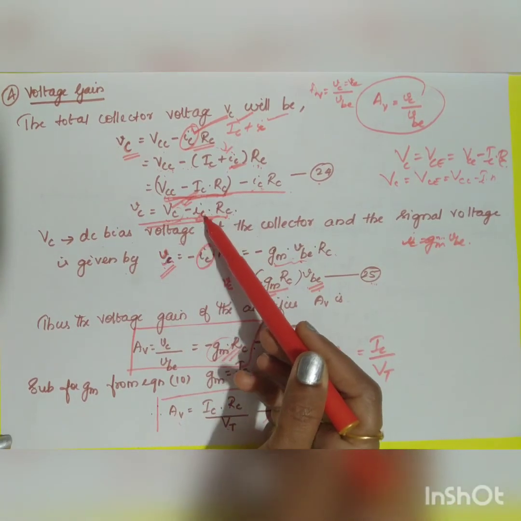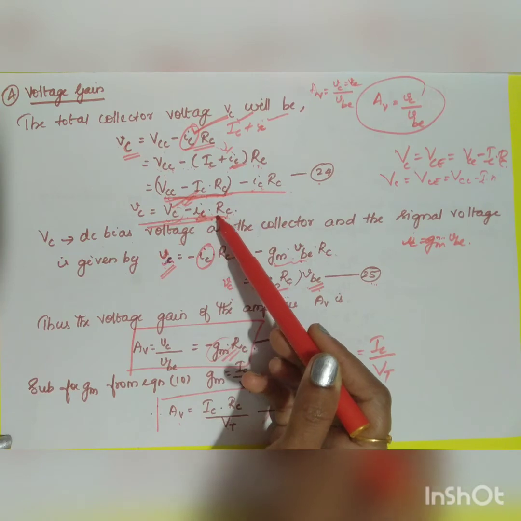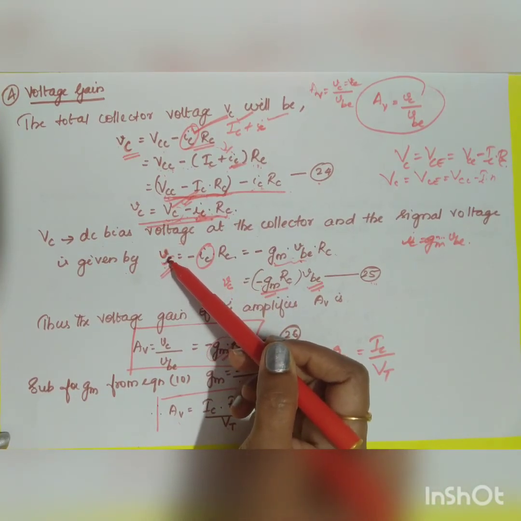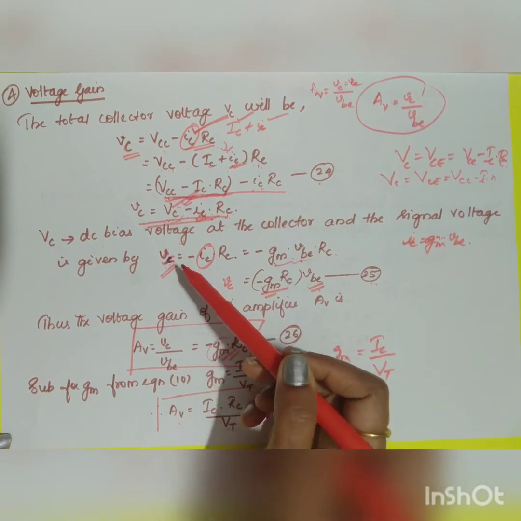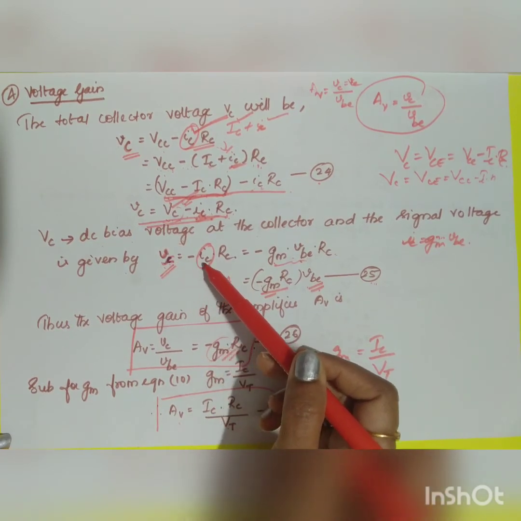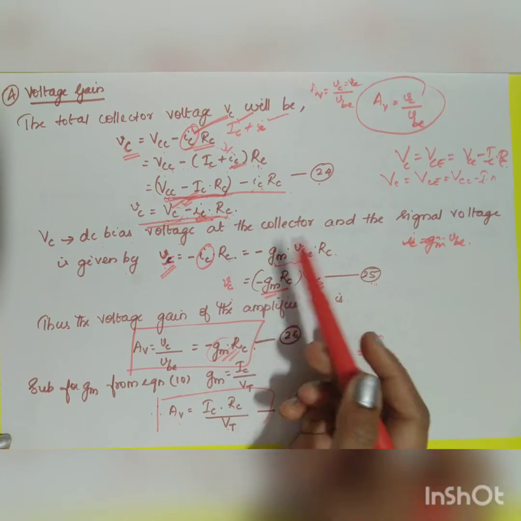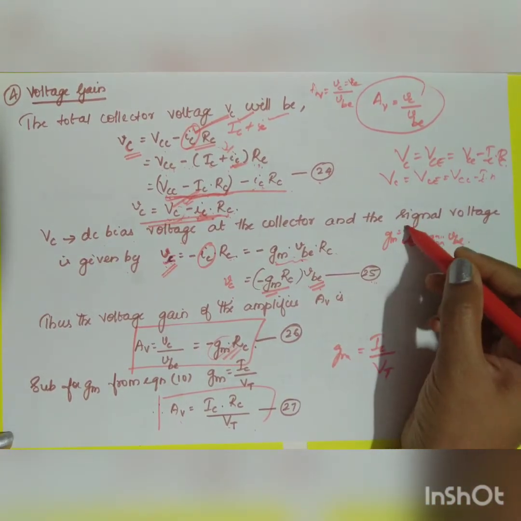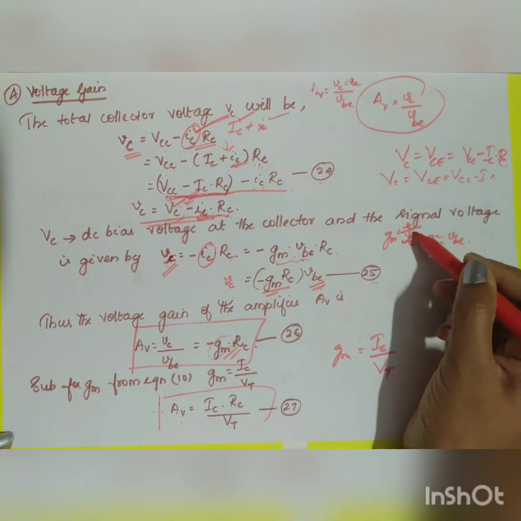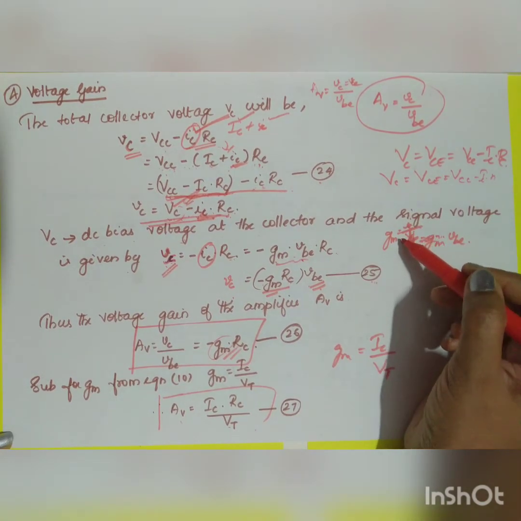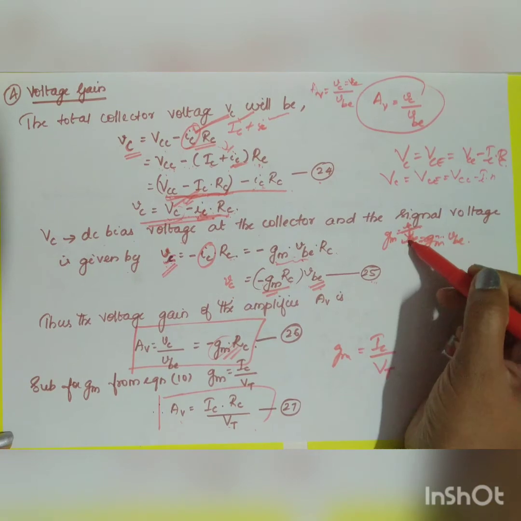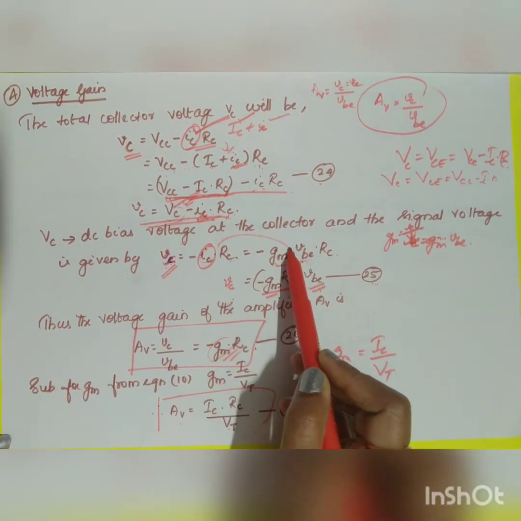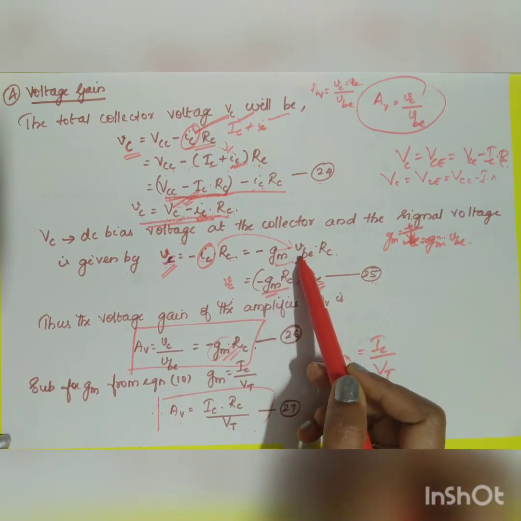So what will be your signal voltage? Minus small ic into RC is taken as your signal voltage, that is your AC signal output voltage, small vc, which is equal to minus ic into RC. But you know that gm is equal to, what is the value? gm is equal to ic divided by small vbe, right? So you can take ic is equal to gm into vbe. That is what is substituted here. Instead of ic, you are substituting gm into vbe.